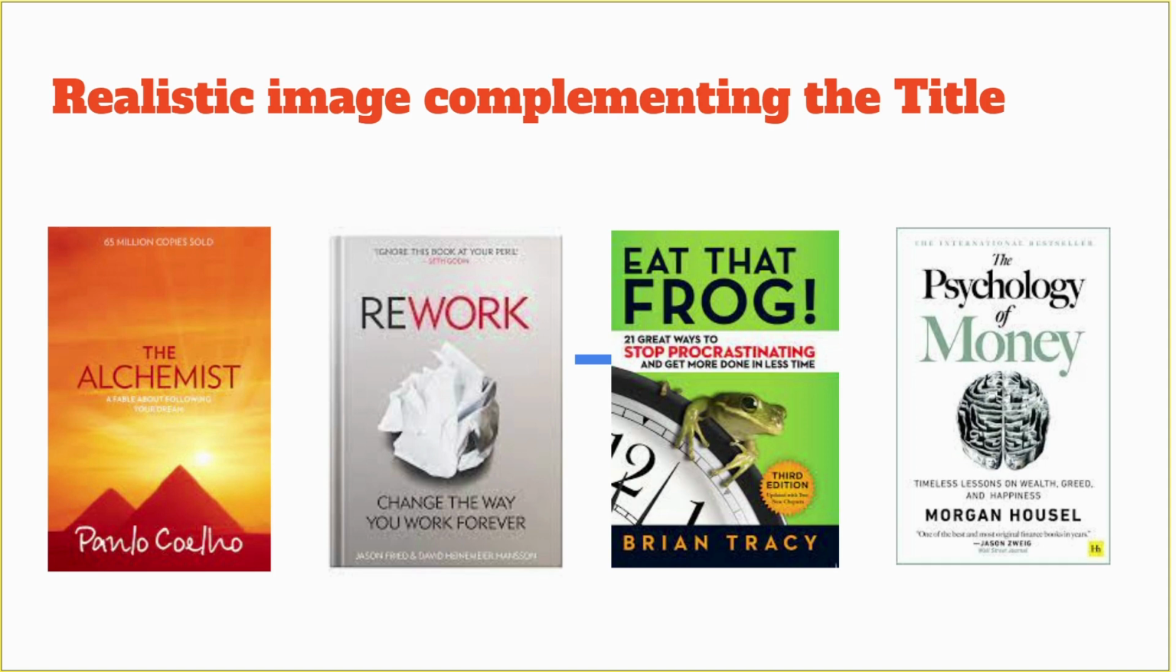From this you can easily understand that these types of books have some realistic image which complements the title. This is not related to the story inside the book, but actually complements the title. There's a frog in the image, but that doesn't mean this book is a biology book which talks about frogs. The image is complementing the title, Eat That Frog. Similarly, in the other images you can see that all these images are realistic and complement the title and not the story inside the book. That's the differentiation. Next, moving on to the third type.